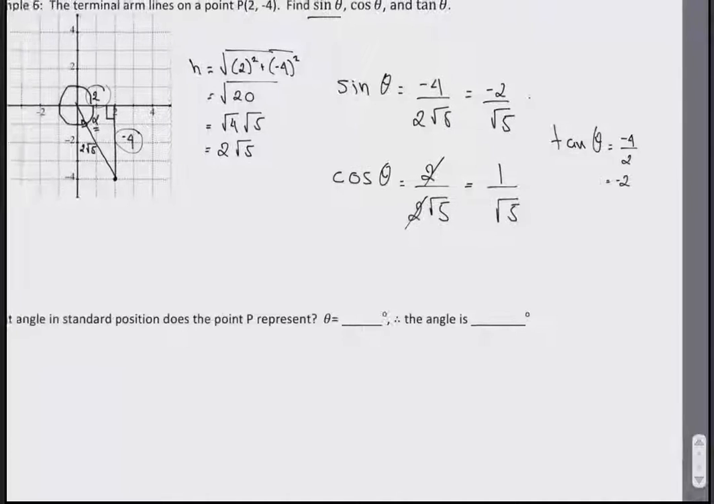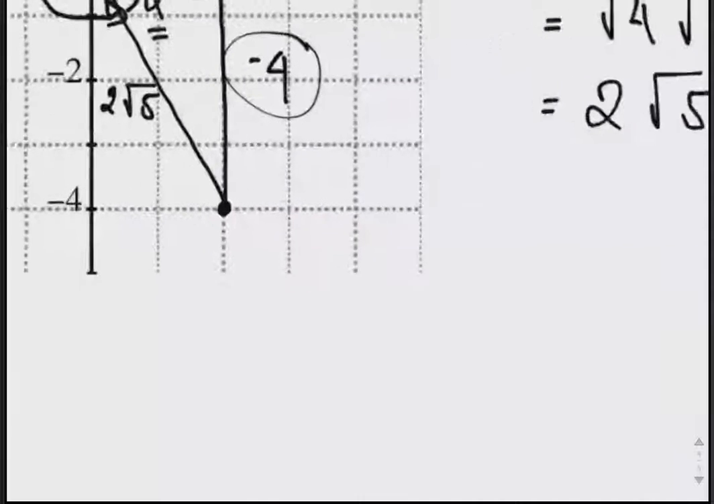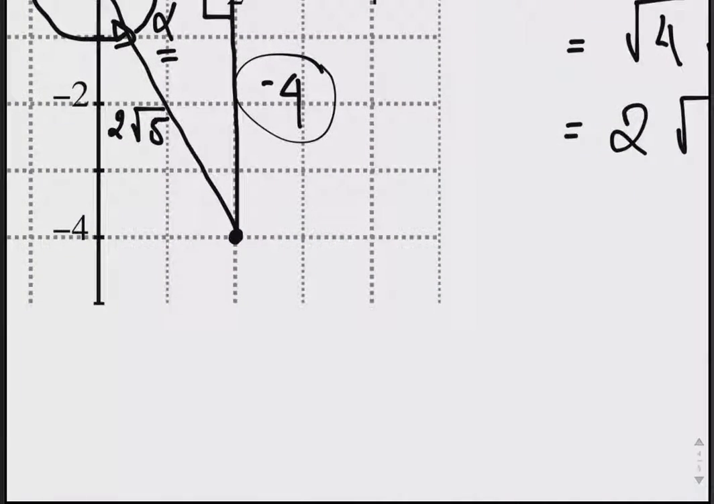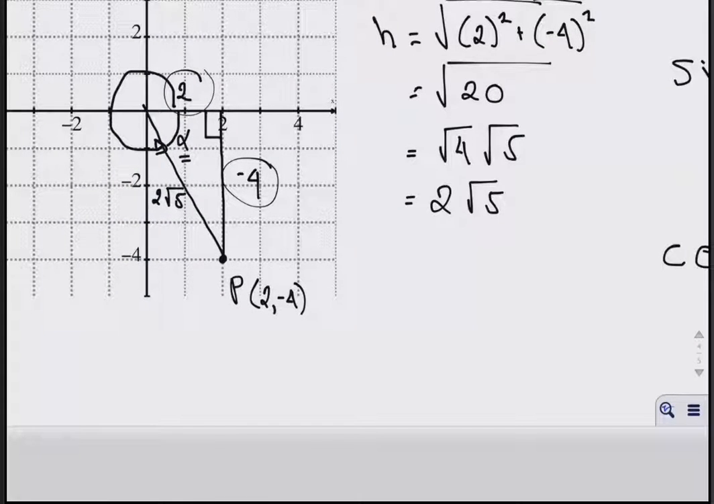That's it. Okay. What angle, in standard position, does the point P represent? So point P is this point here. Okay, this is 2, -4. What angle does it represent? Well, we measure it relative to the positive x-axis. So again, in a different color, I'll retrace what I just did. I'm going counterclockwise to here. But in order to do that, I need to figure out my alpha.